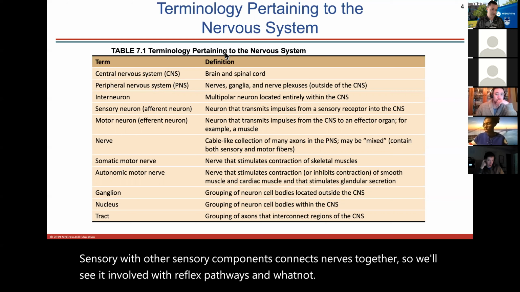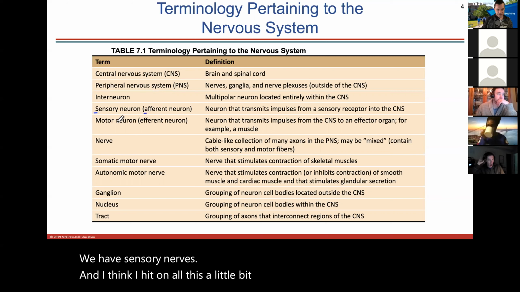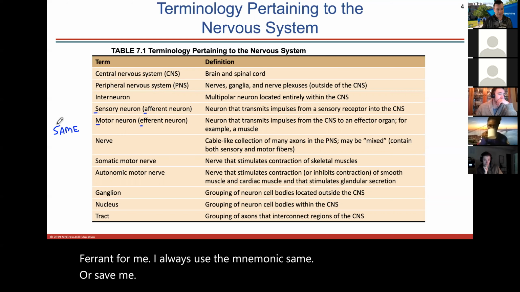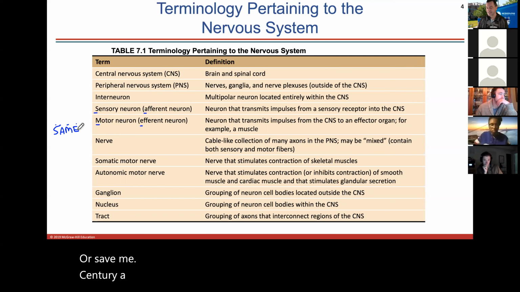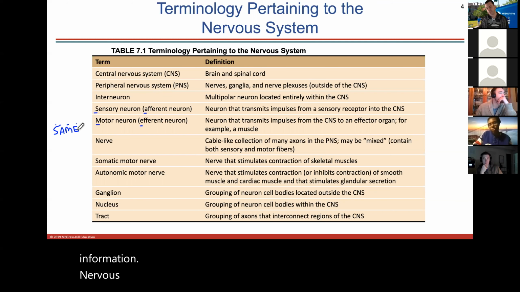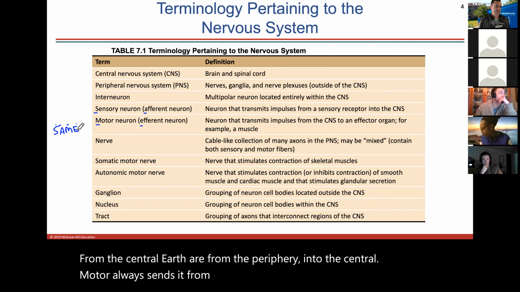We have sensory nerves. And I think I hit on all this a little bit later. Sensory is afferent, motor is efferent. For me, I always use the mnemonic SAME or say me. Sensory afferent, motor efferent, SAME. So that's how I always remember it. Sensory always conducts information, nervous impulses from the periphery into the central. Motor always sends it from the motor cortex in the central nervous system to the periphery, to an effector organ.